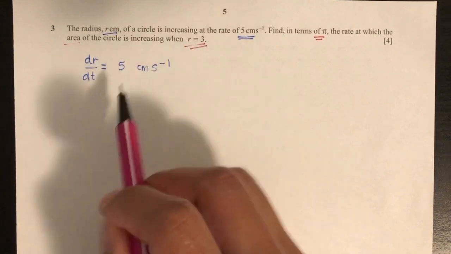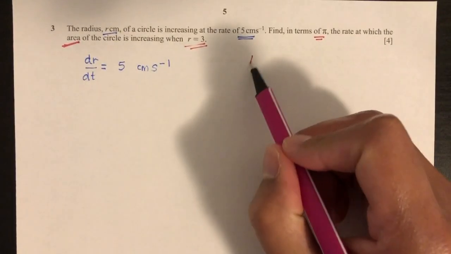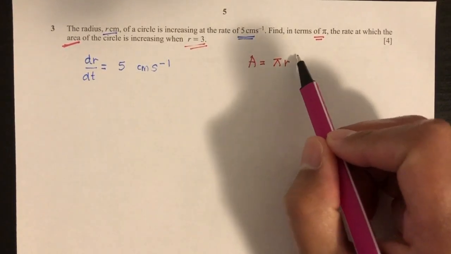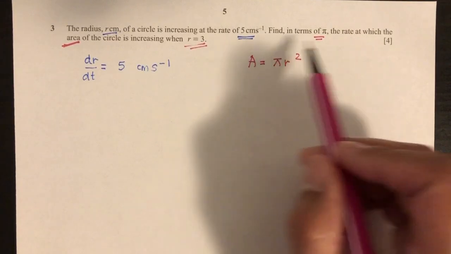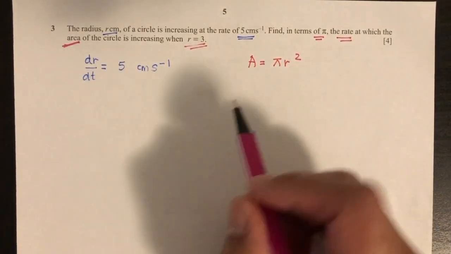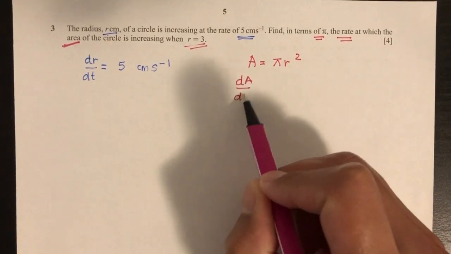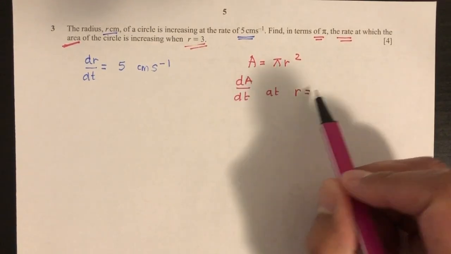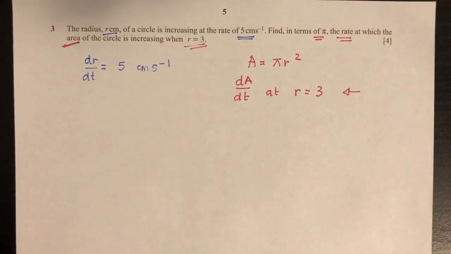Now find in terms of pi the rate at which the area of the circle is increasing when r equals 3. Now for the area of the circle, you must know the formula. So area of circle is equal to pi r squared. Now let's see what the question is asking us to find. It is asking us to find the rate at which the area is increasing. So we have to find dA by dt at r equal to 3. That's what we need to find. So let's take it one step at a time.